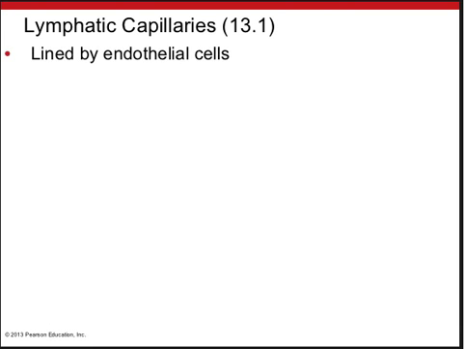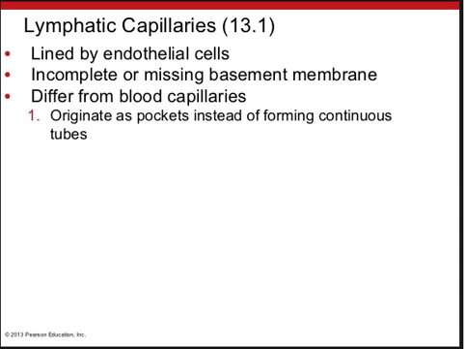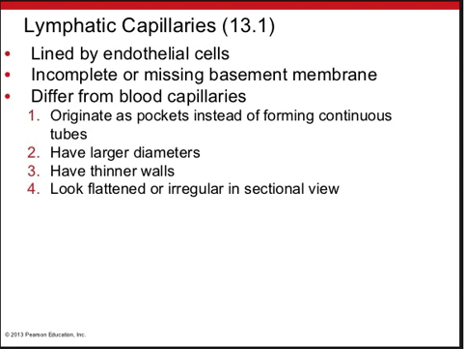Lymphatic capillaries are lined by endothelial cells that have an incomplete or missing basement membrane, so in that sense they differ from blood capillaries. They also originate as pockets instead of forming continuous tubes. They have larger diameters and thinner walls, and they look flattened or irregular in sectional view. So if you were to make a close comparison, they would be a lot more like veins than like arteries. They share a lot of characteristics with veins.